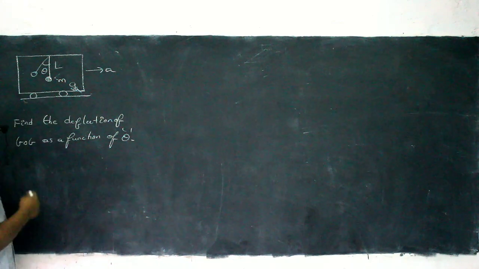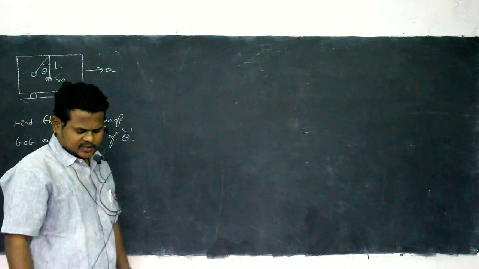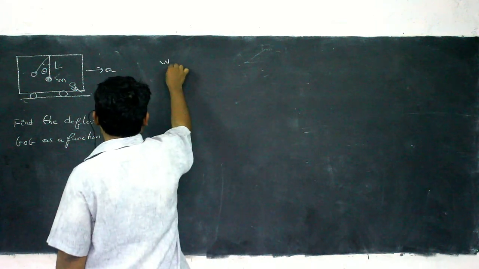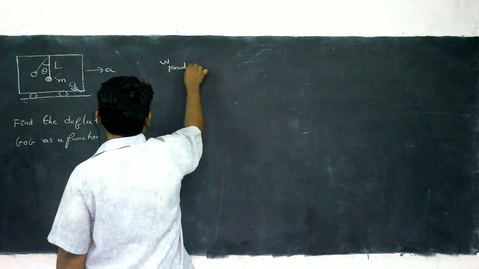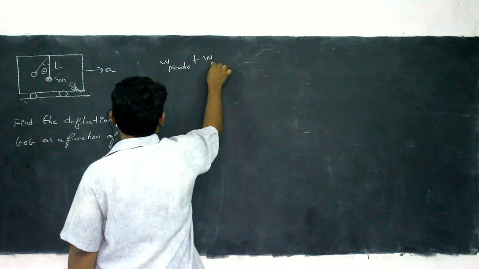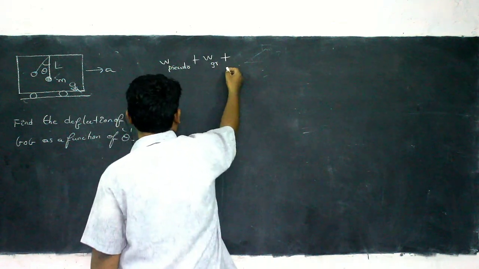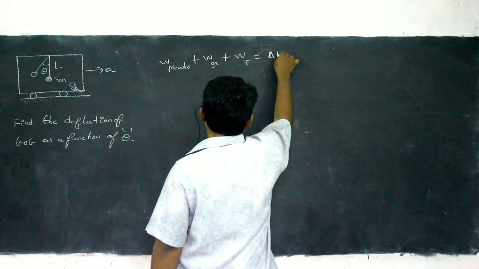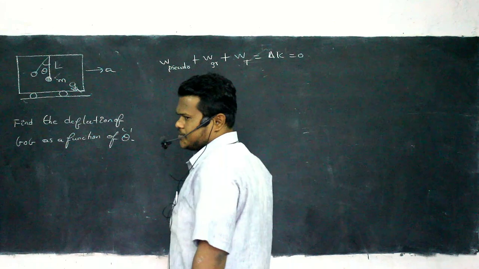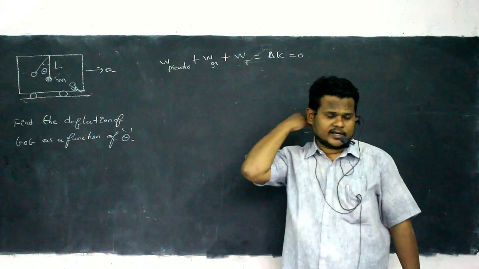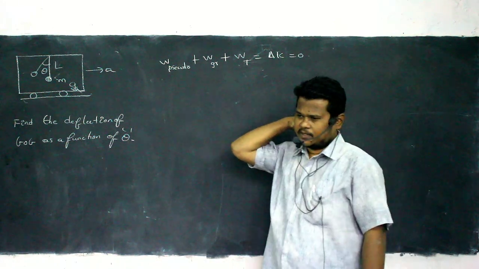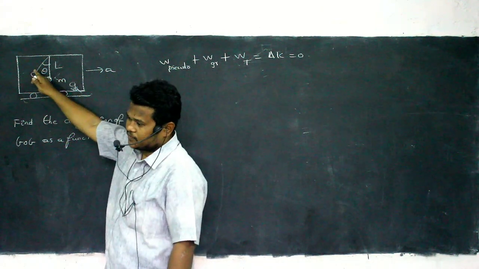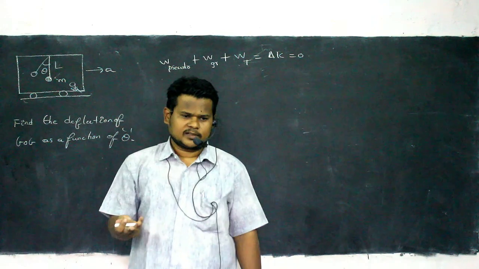Then how many forces are present and how many works are present on this one? Work done due to pseudo force plus work done due to gravitational force plus work done due to tension, total should be equal to change in kinetic energy, and change in kinetic energy is zero. Why is change in kinetic energy zero? Because initial velocity with respect to this observer and final velocity of the bob with respect to the observer, both are zero.